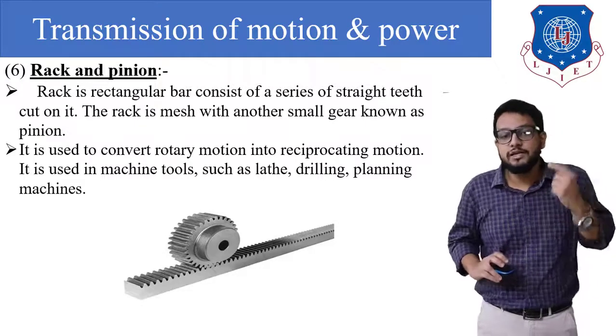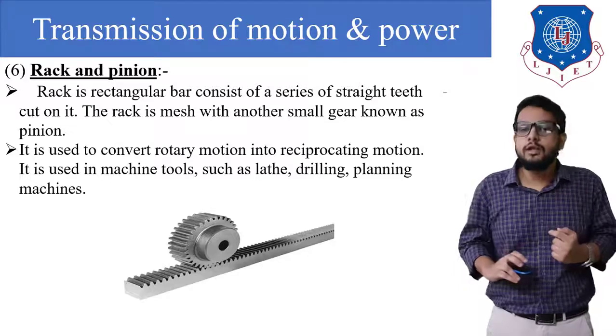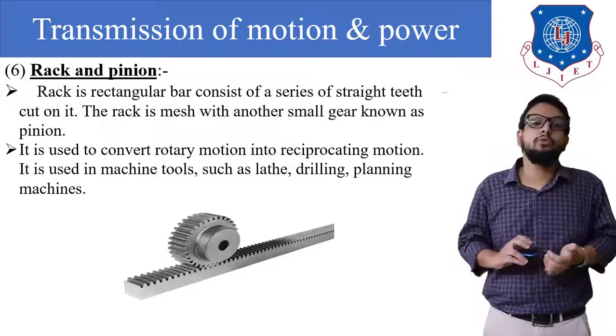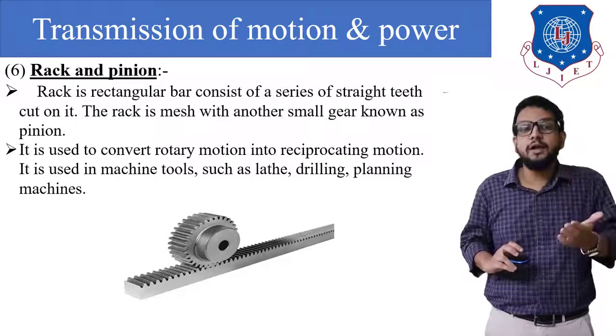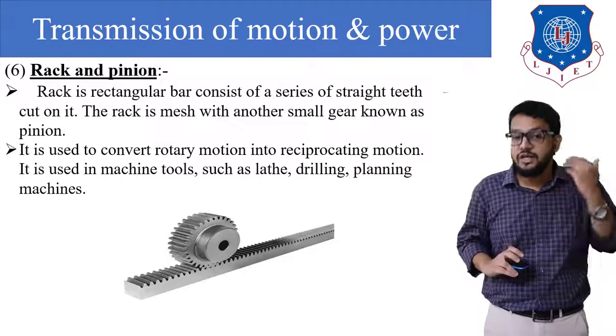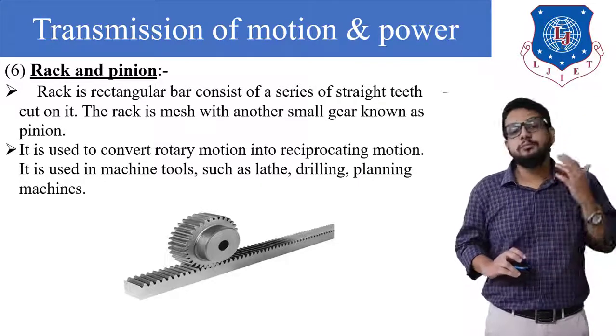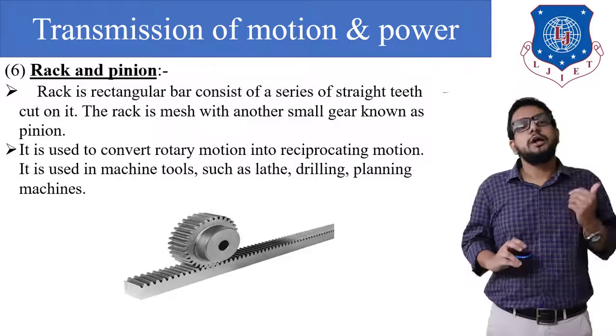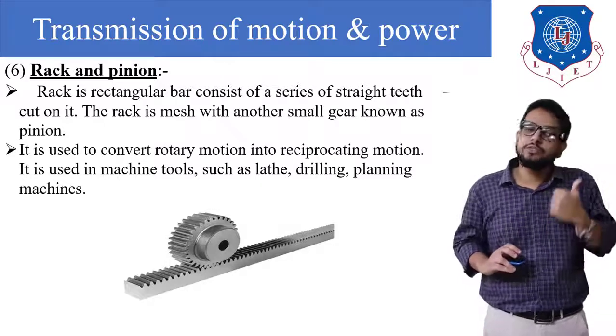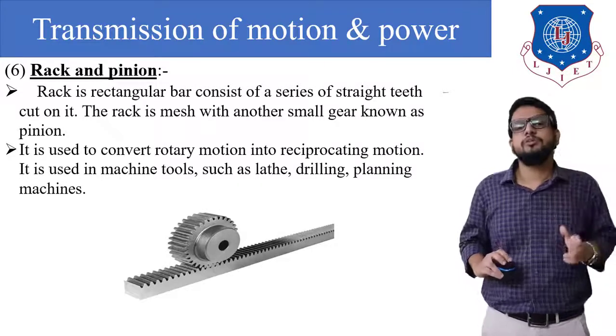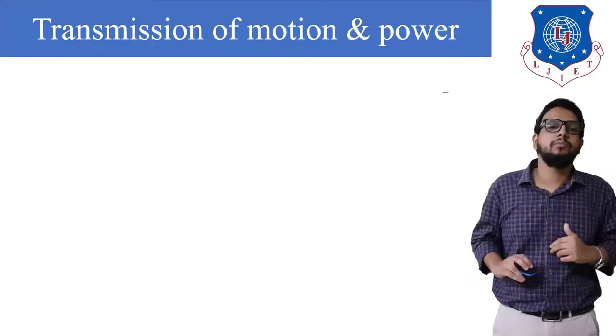So what is the purpose? It is going to convert a rotary motion into a reciprocating motion. It is usually required in machine tools such as lathe machine, drilling machine and planing machine. Remember, the function of rack and pinion is to convert rotary motion of a machine into reciprocating motion.